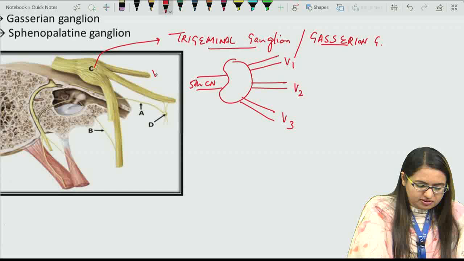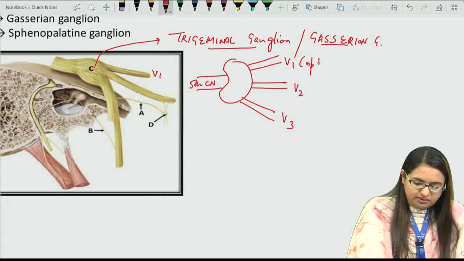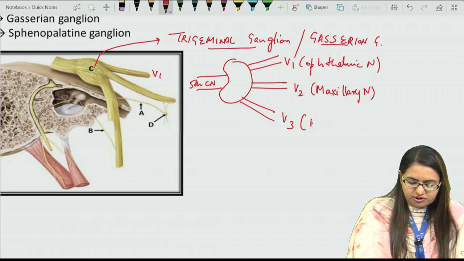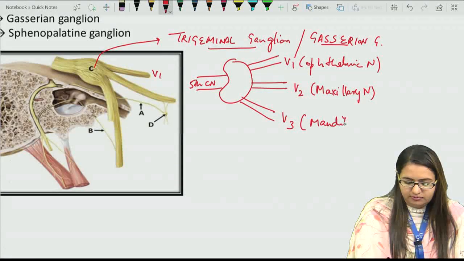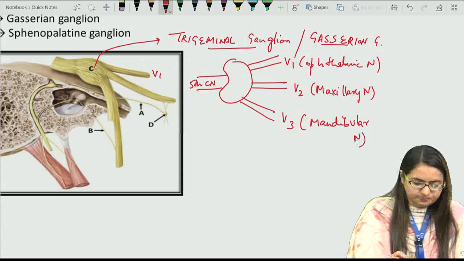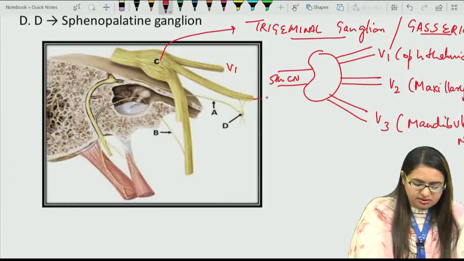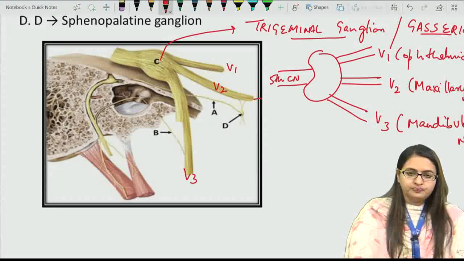So the first one over here is V1, which is the ophthalmic nerve. Then V2 is maxillary, and this third portion is the mandibular nerve. Now if you identify in this picture, this is the first division, this one is the second division, and this one is the third division.